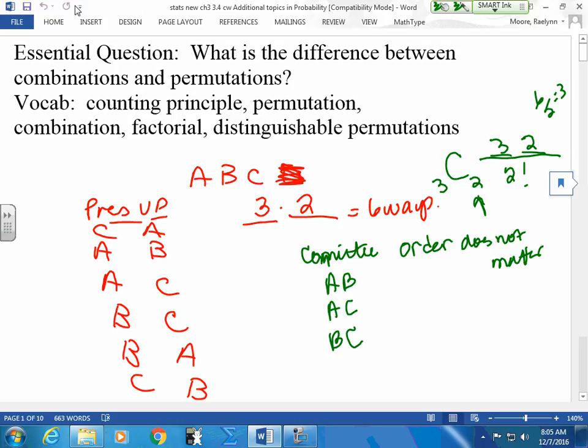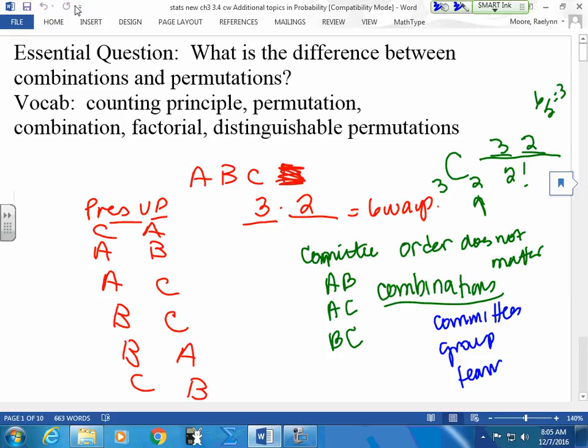So today we're going to talk combinations. These are combinations. Good words for combinations that you're going to see are committees, groups, teams, sets. Sometimes they use the word sets. Anything that doesn't have an order to it. These are things that we use for combinations.